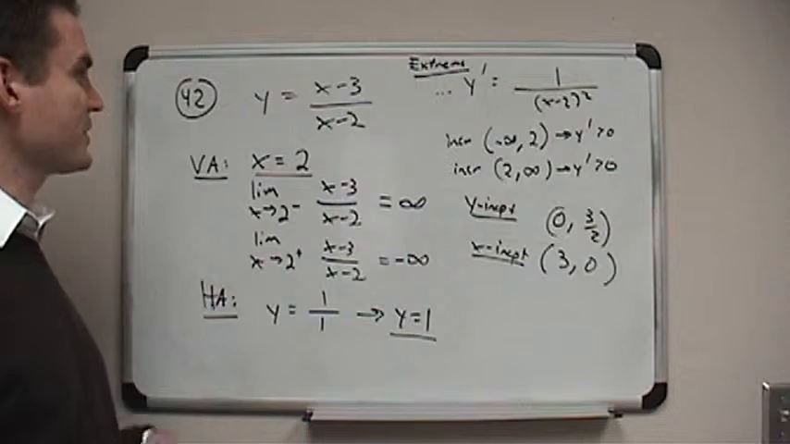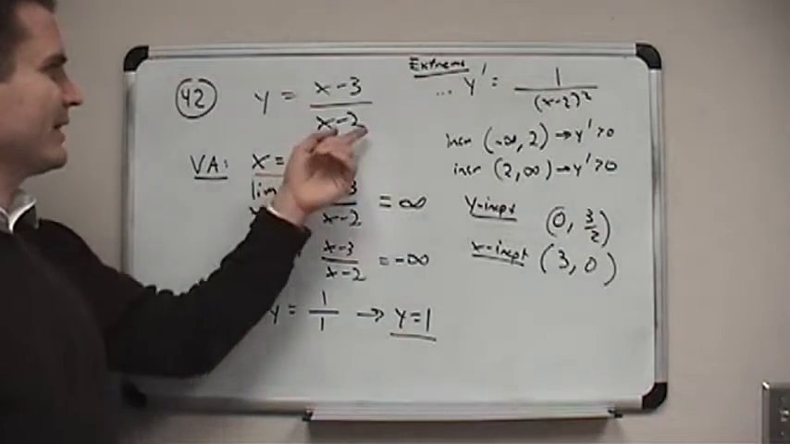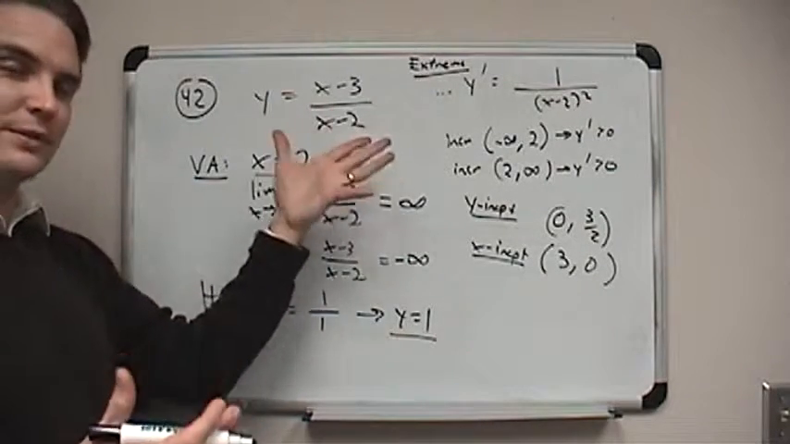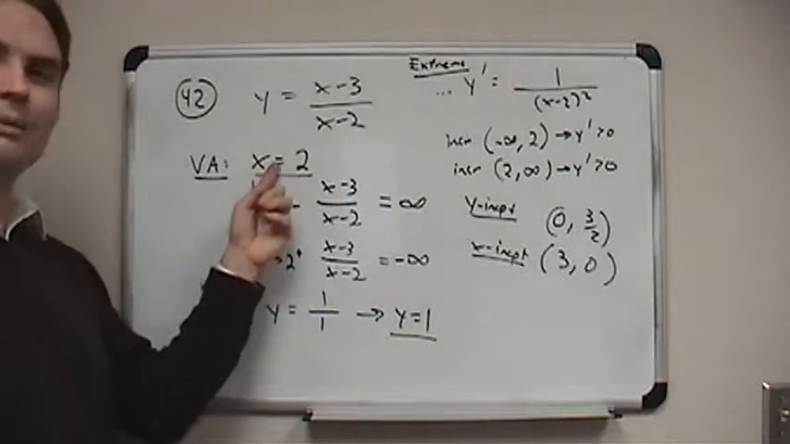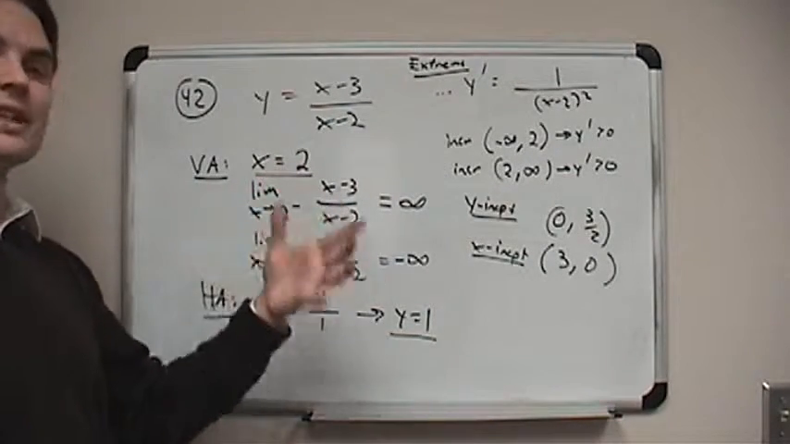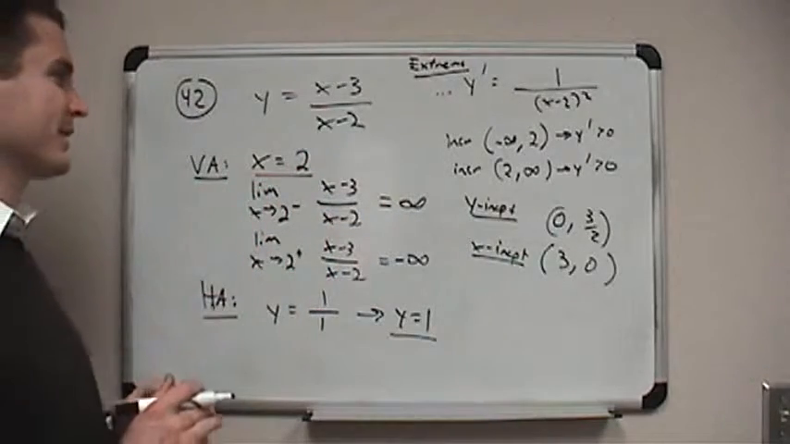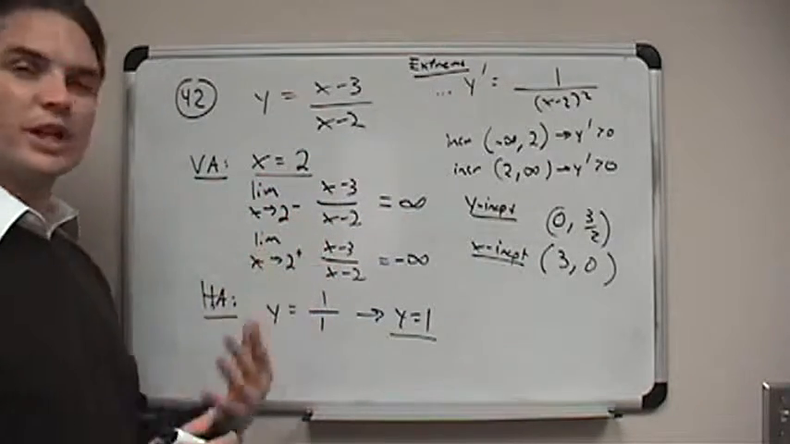Okay, well, what do we know? Let's start with vertical asymptotes. The denominator of this function, it's a rational function, is only 0 when x is 2. So that could be a vertical asymptote. Now, it turns out x equals 2 is a vertical asymptote because we can check the limits.